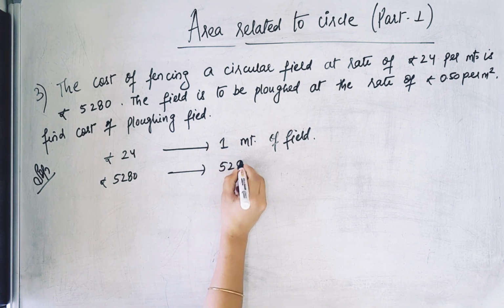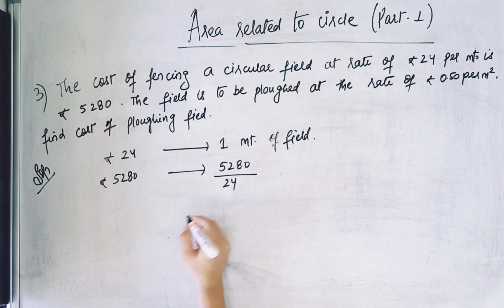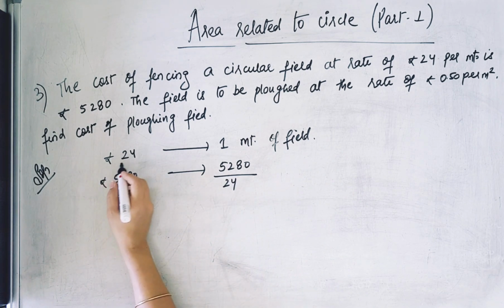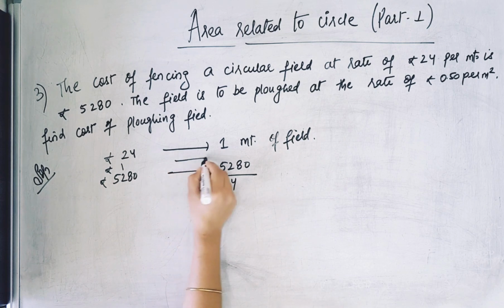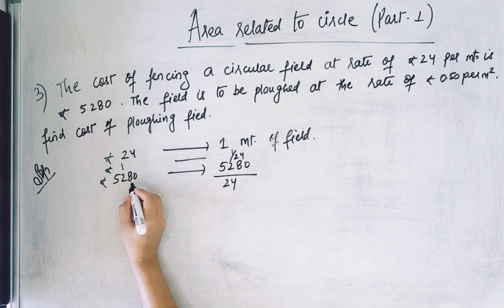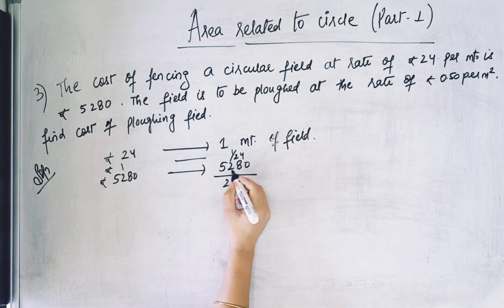how much will come? 5280 by 24. If you haven't understood, we have one more method over here. What we'll do? For rupees 1, it will be 1 by 24, and then to calculate for 5280 rupees, it will be 5280 by 24.